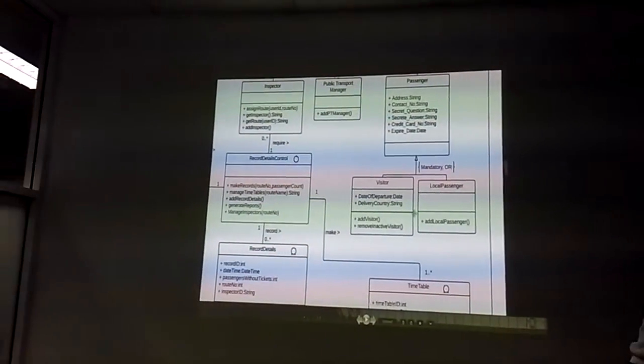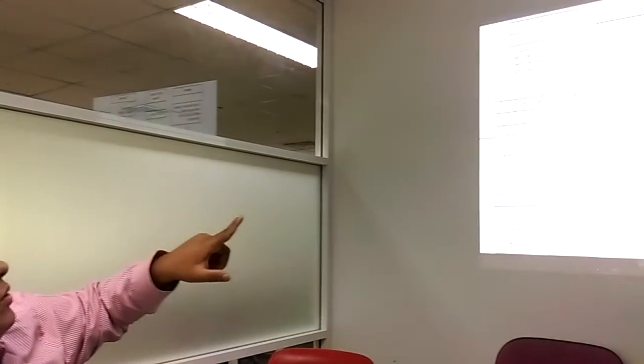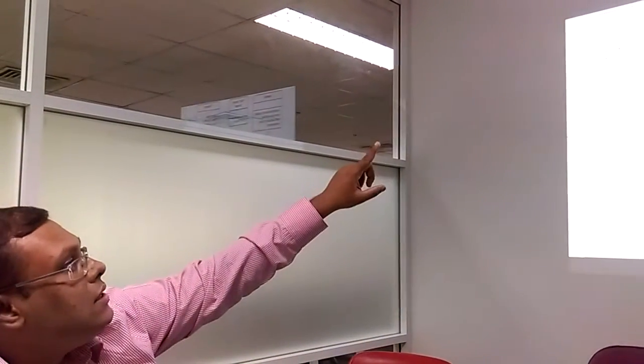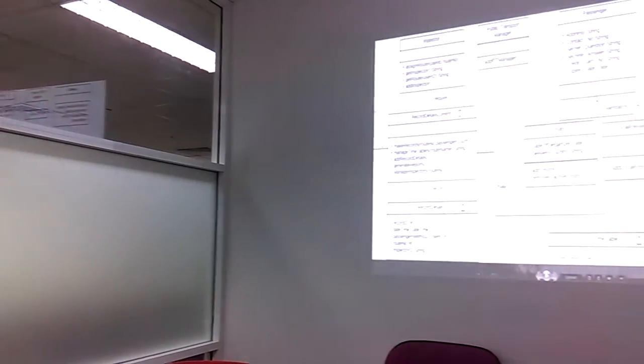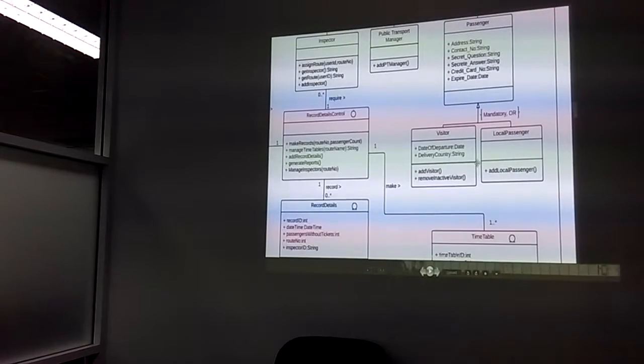Keeping a separate class is fine, but can't you put all these things in the passenger class and remove the separate visitor and local passenger classes? No, actually we are removing inactive visitors. We are not doing that for local passengers, because local passengers means the passengers who are existing in the country.